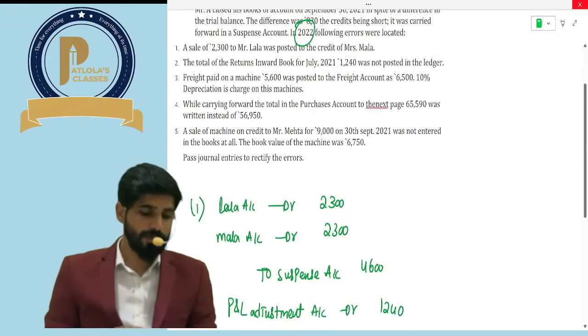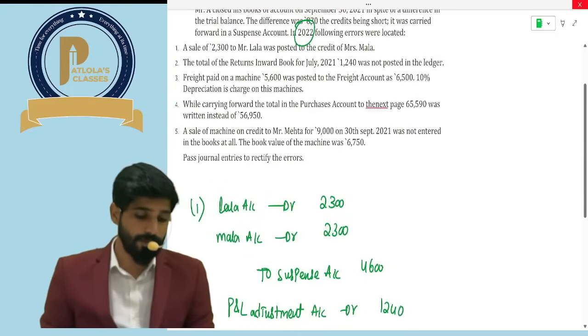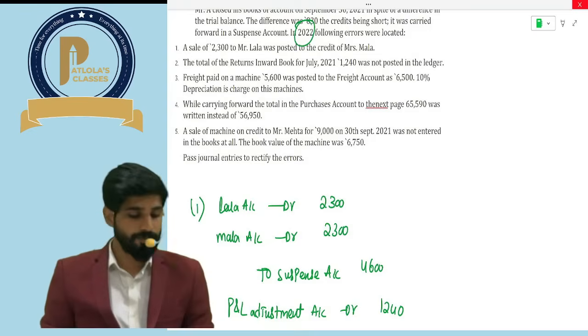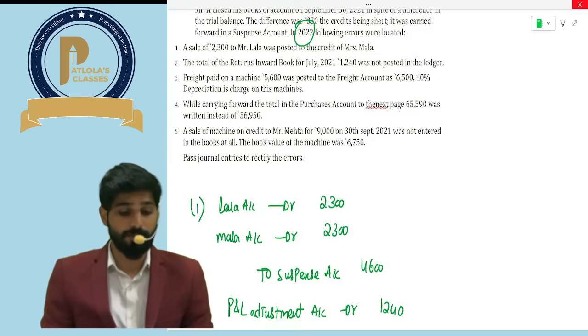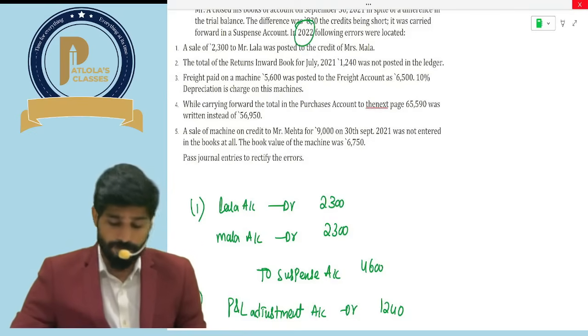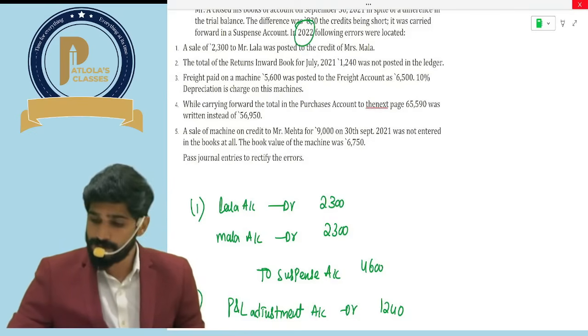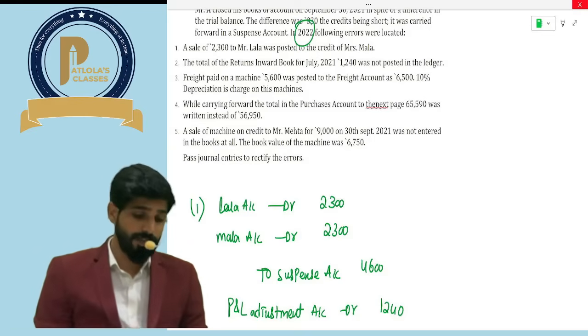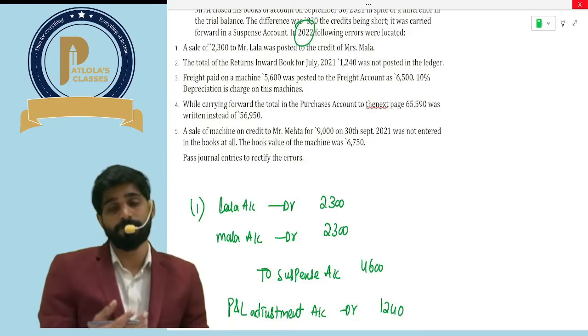Next, please come to the fourth one. While carrying forward the total in purchase to the next page, 65,590 was written instead of 56,950. Guys, the amount has been taken more in purchases. How much more is taken? Instead of taking 56,950, they have taken 65,590. So how much have they taken more? Sir, they have taken more of 8,640. 8,640 they have taken more in purchases.